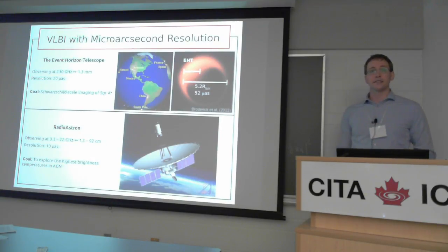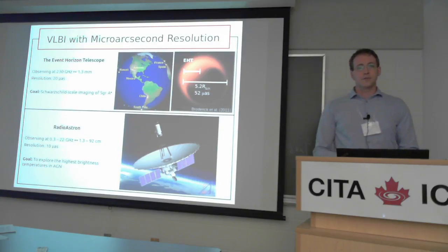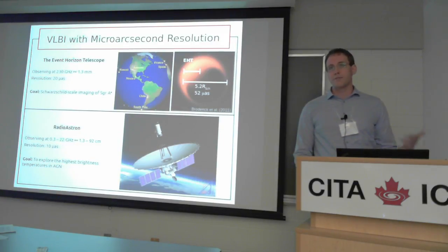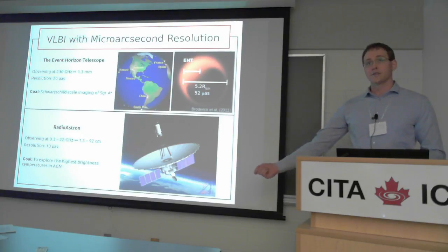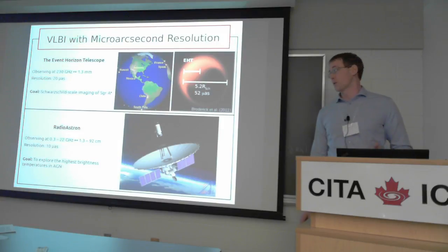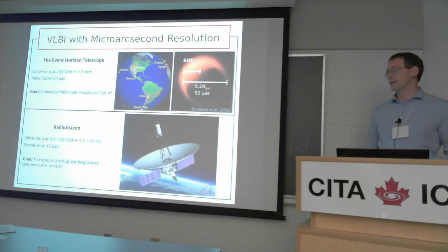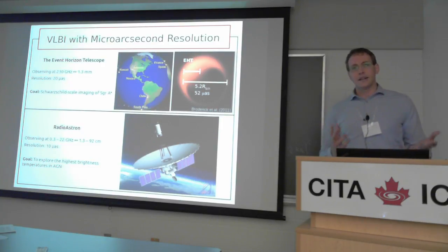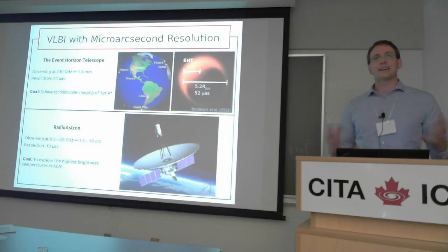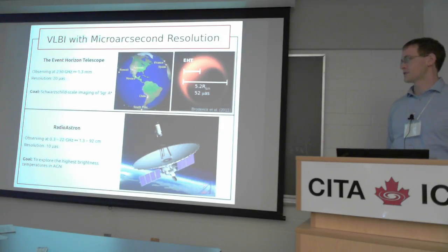Now the second project is, of course, RadioAstron, that we've already heard a lot about. RadioAstron is observing at longer wavelengths, but it buys back the resolution by going to space, so you get longer baselines. The best resolution of RadioAstron is about 10 microarcseconds. A key goal here is to explore the highest brightness temperatures in AGN in the universe. This is an interesting measurement because you can't get around going to longer baselines. They're needed. So this was one of the key science goals of RadioAstron.